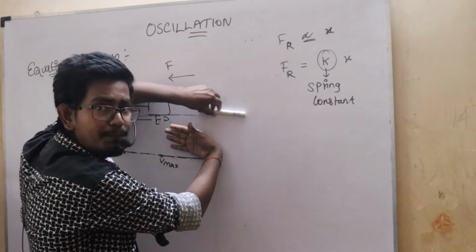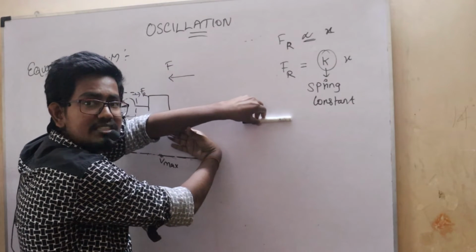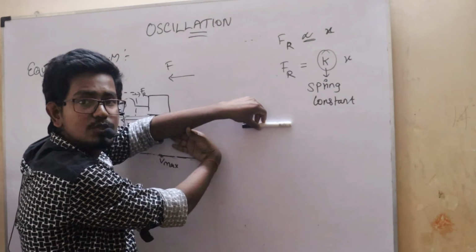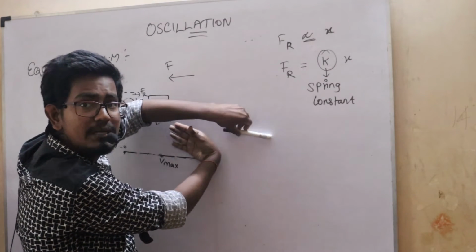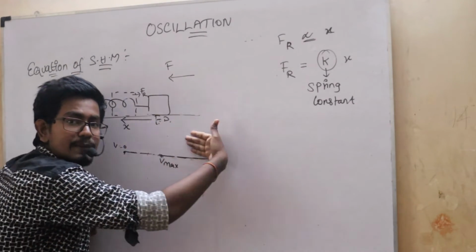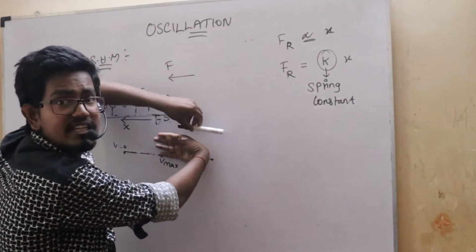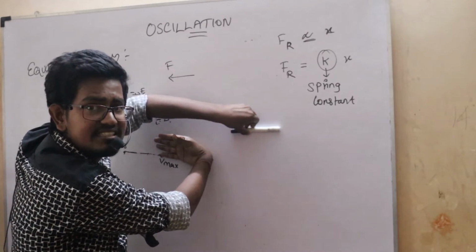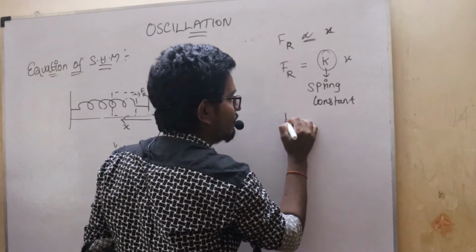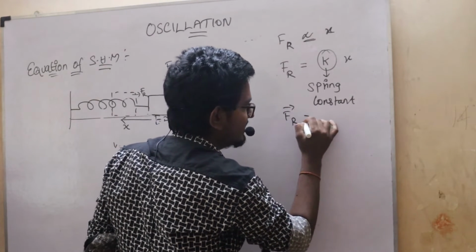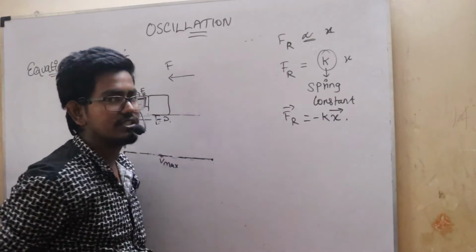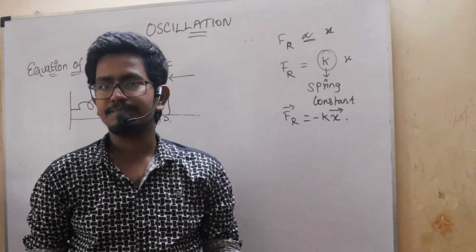Why am I saying it will be in the positive x direction? Because my restoring force will always act towards the mean position, the equilibrium position, and my equilibrium position is here. I am displacing in this direction, so surely my force will be in this direction. So both are opposite to each other. Whenever we represent it in vector form, we have to remember the minus sign. It is minus Kx. Restoring force is equal to minus Kx.